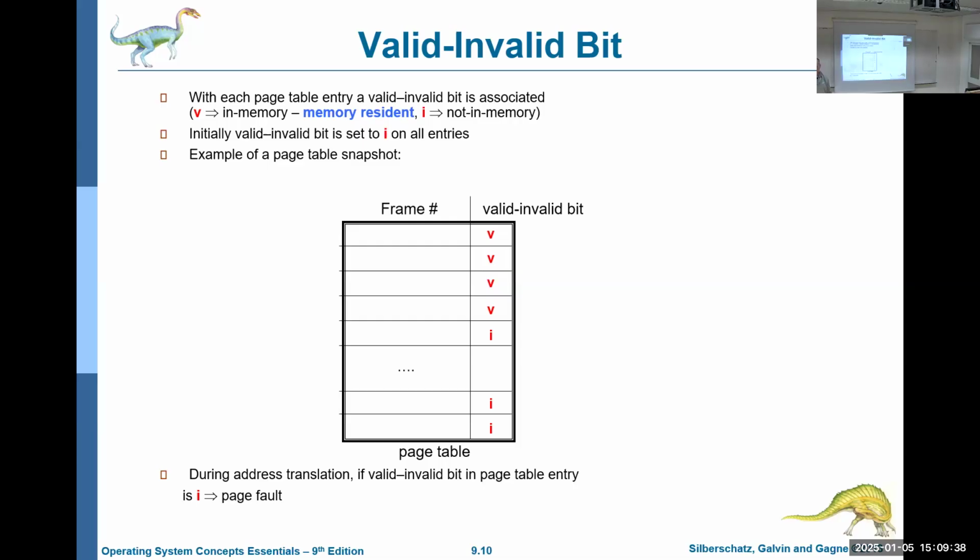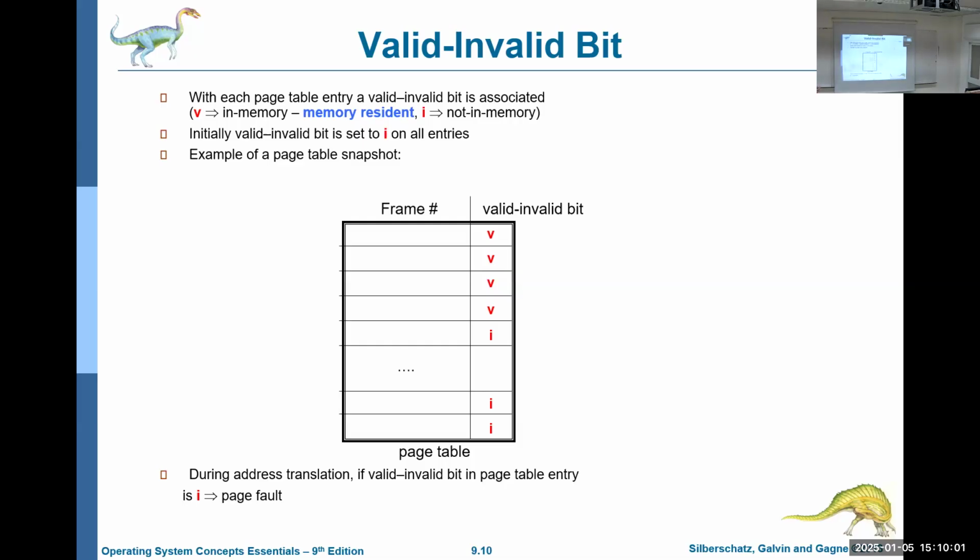We talked about valid-invalid when we talked about the page table before. What did it mean then? What did the valid bit mean when we talked about paging? We weren't talking about virtual memory, we were just talking about a particular use. Right, it meant whether it was a page that was actually assigned to us at all.